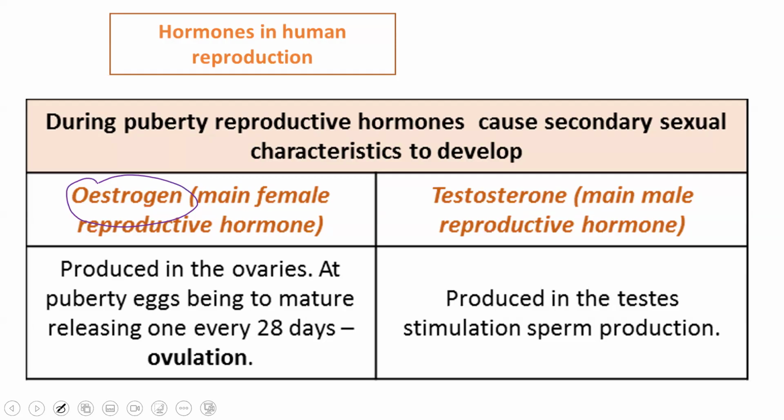Testosterone in lads is made in the testes. What testosterone will do is bring on male secondary sexual characteristics, which is more facial hair, deeper voice, widening of shoulders, and production of sperm. So you asked about testosterone: deepening of the voice, widening of the shoulders, production of sperm. They are the male secondary sexual characteristics.